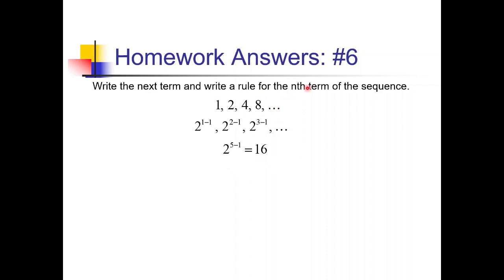But now we do need an nth term rule. So once we've done this, we can see that we just have to replace this number we keep changing with an n. So then a sub n equals 2 to the n minus 1.